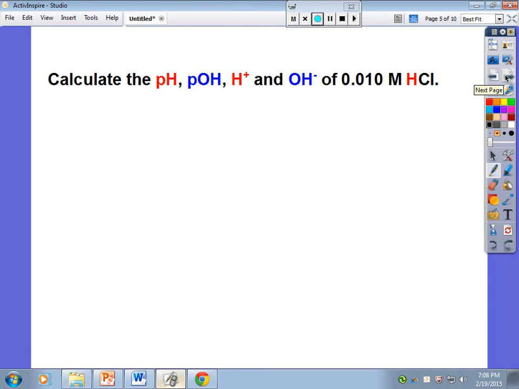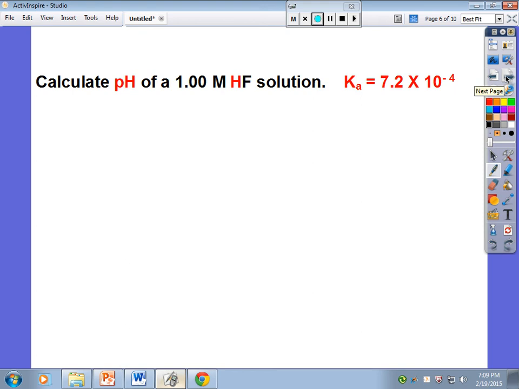So let's look at these two problems, okay? Calculate the pH, pOH, H+, and OH- of this hydrochloric acid. Here's a molarity, and I know this is an acid because it begins with H. Okay? Now let's look at this problem. Find the pH, and we can do the other stuff too, but we're just going to find the pH of a 1 molar HF solution. That's an acid too, isn't it? Okay, so it sure looks like we do these the same.